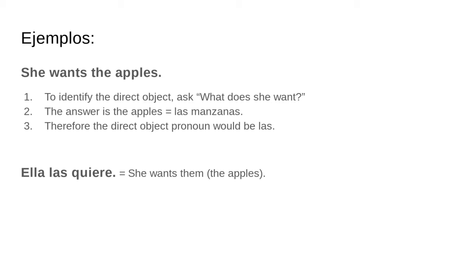In my second example that's from my notes, I want to say she wants the apples or she wants them. I need to ask myself what's being wanted. It's the apples. Therefore, the apples is my direct object. The apples translates to las manzanas, so therefore the direct object pronoun I will use to replace las manzanas is just las. I will write my final sentence as ella las quiere. She wants them, which is referring to the apples.